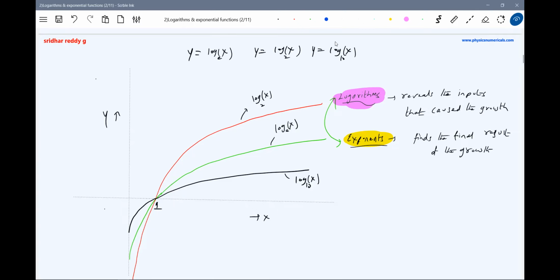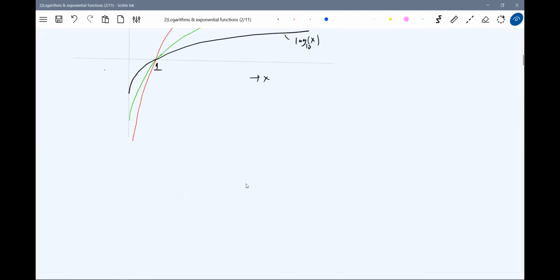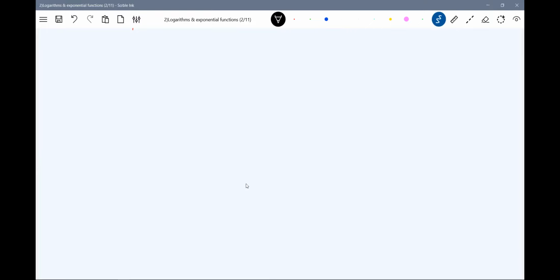Okay, this is some basic idea about this one. So let's explore the exponential further. So first we'll go for the exponential rules.